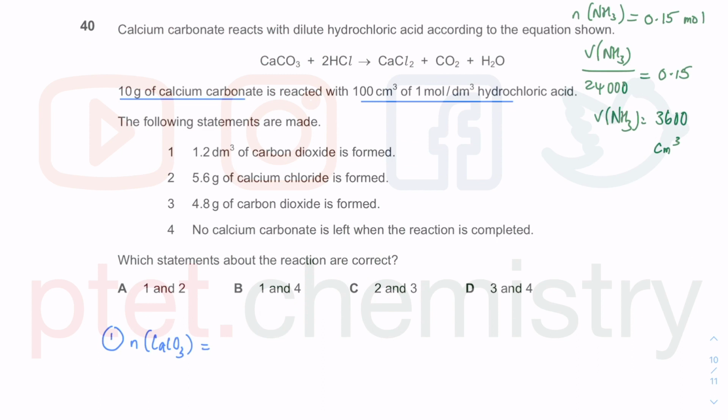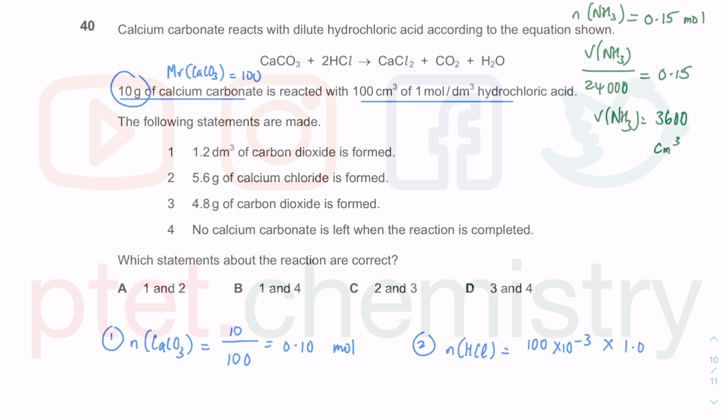So the mole of calcium carbonate, given the mass there, is mass divided by the MR. I have done so many of these MR for calcium carbonate. You can check it for yourself. 40 plus 12 plus 16 times 3 is 100. And they give me 0.10 mole of the calcium carbonate. Everything should be labeled so that you yourself are not confused of what you're supposed to be doing. 100 times 10 to the minus 3 means 100 over 1000 to convert the volume in cm cube to dm cube before you multiply by the concentration, which is 1 mole per dm cube.